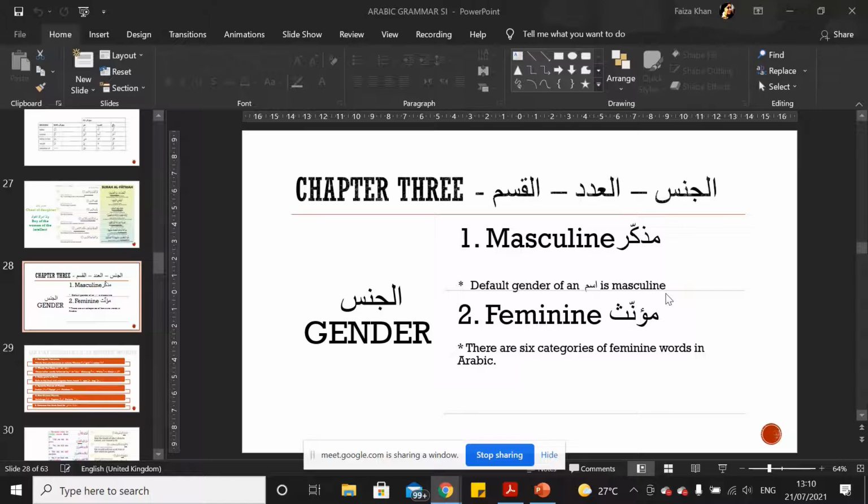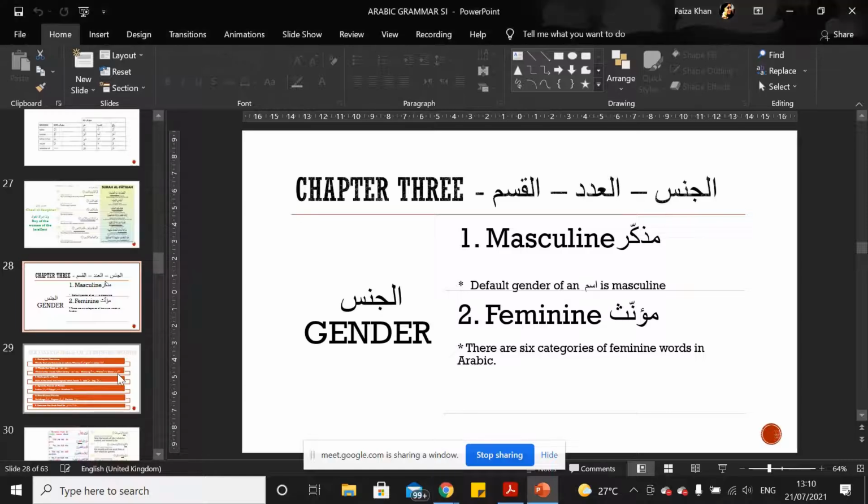Now after that, we are moving towards the other two types of properties, and first of all we are going to discuss gender. We saw the Muslim chart and the Muslima chart, and we discussed that the ism by default is masculine, but there are six conditions when an ism can be muannas. So in this chapter we will see what the six categories are when the ism can be muannas.